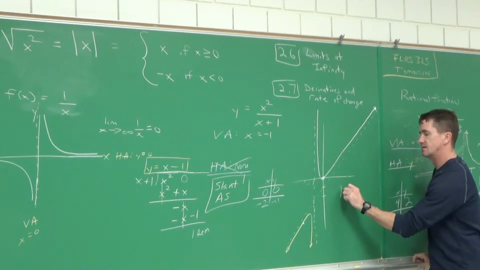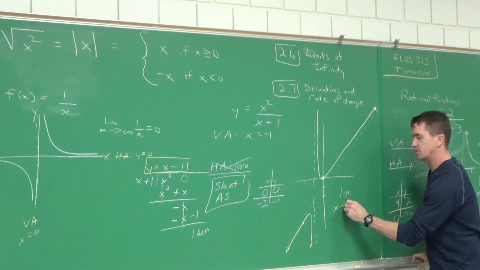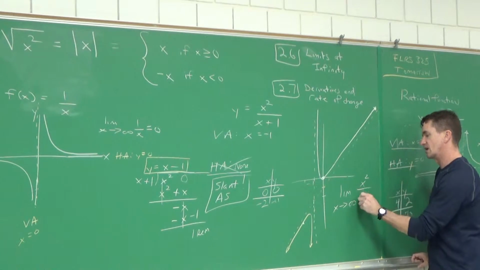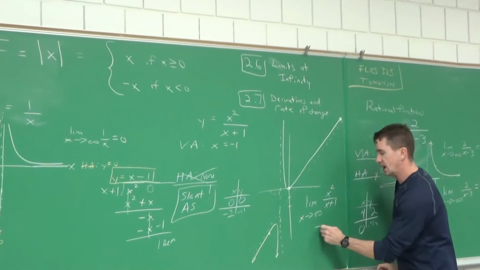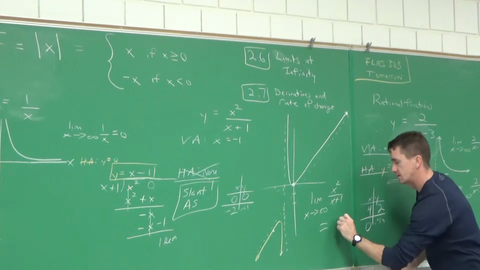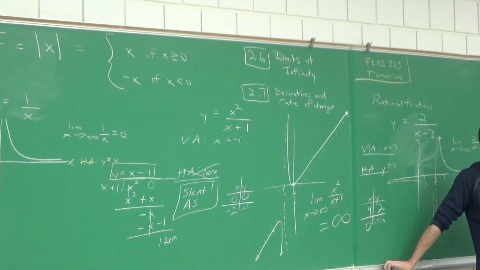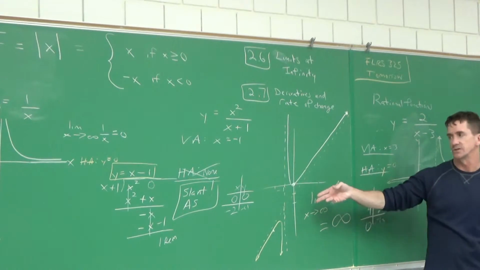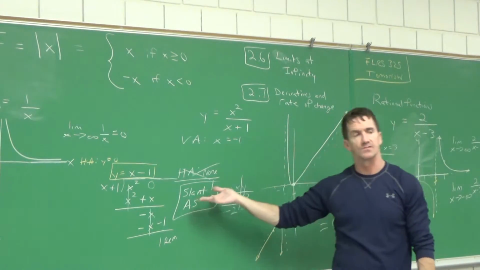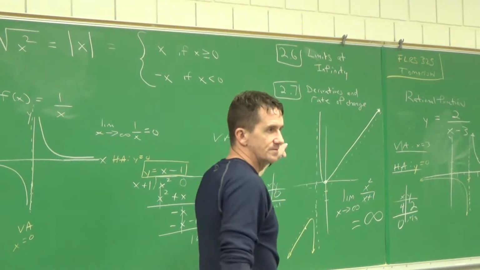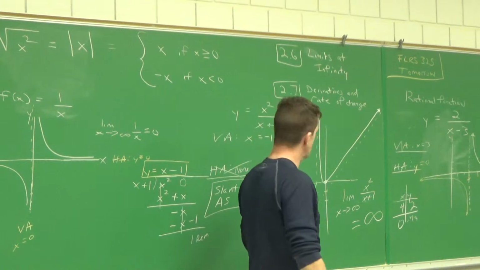What's the limit as x approaches infinity of x squared over x plus 1? Oh my gosh, it's going to what? Positive infinity. Now I want to talk about this. I said you don't have to find the slant asymptote to find these answers, right? So can we make this one easy?